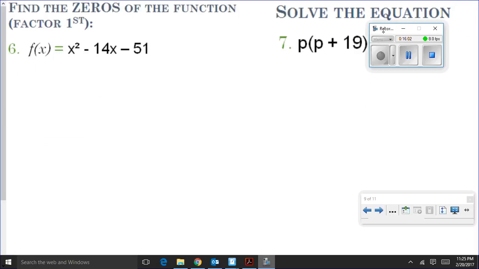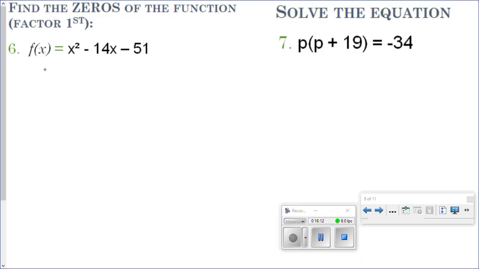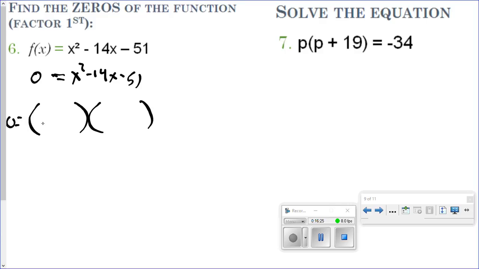I'm going to do one more slide with you guys, and then I'll save the word problems for another video here, okay? They want you to find the zeros of the function. Well, guess what? This is going to equal 0. x squared minus 14x minus 51. What are the possible solutions? What are the possible factors? Well, x, let's see, what multiplies together to make a negative 51, and what adds together to make a negative 14?